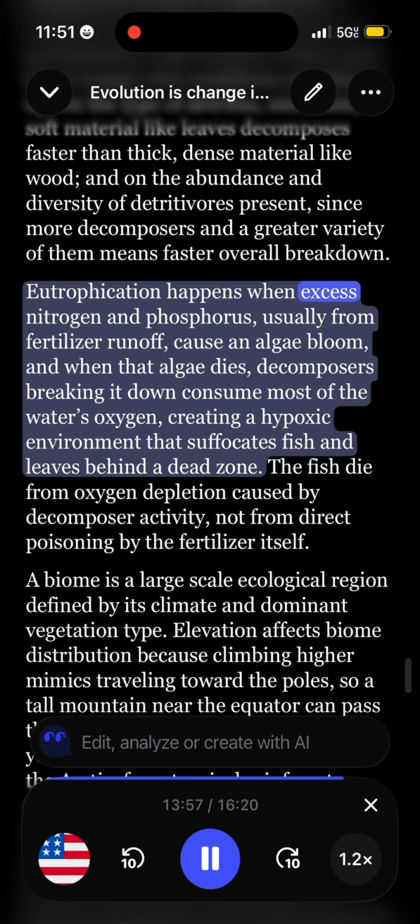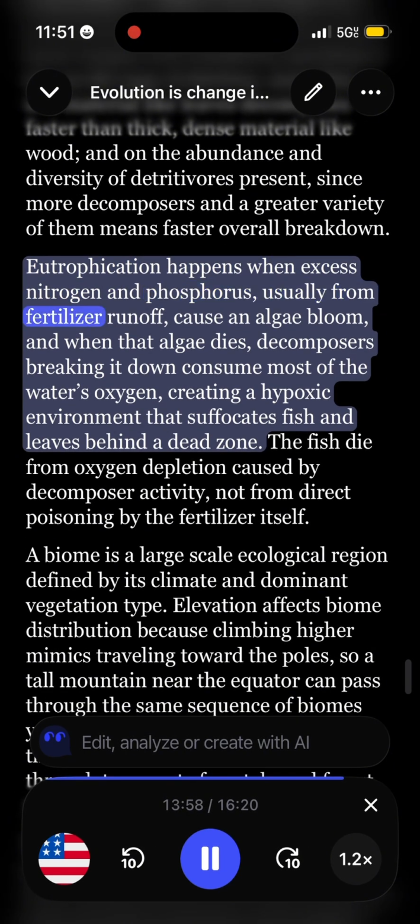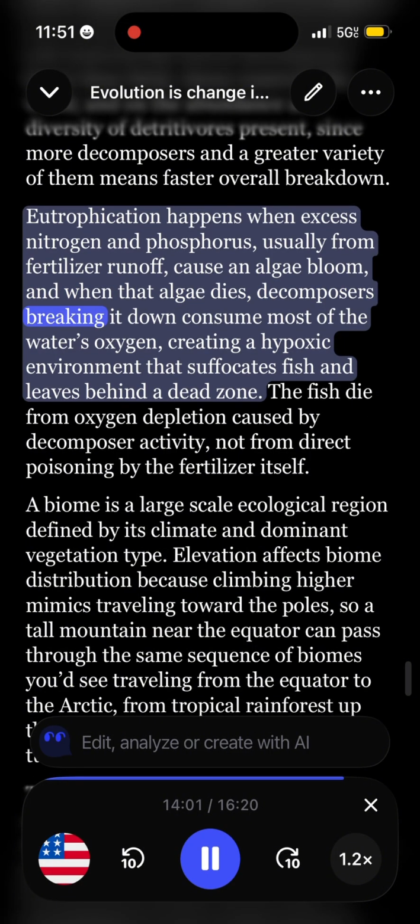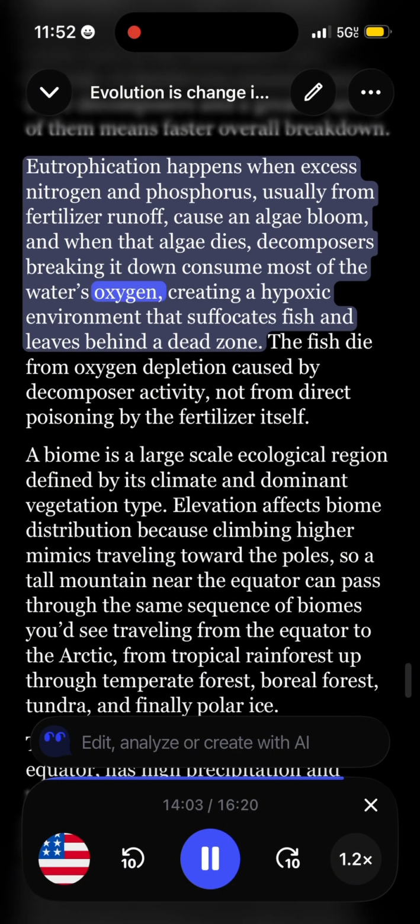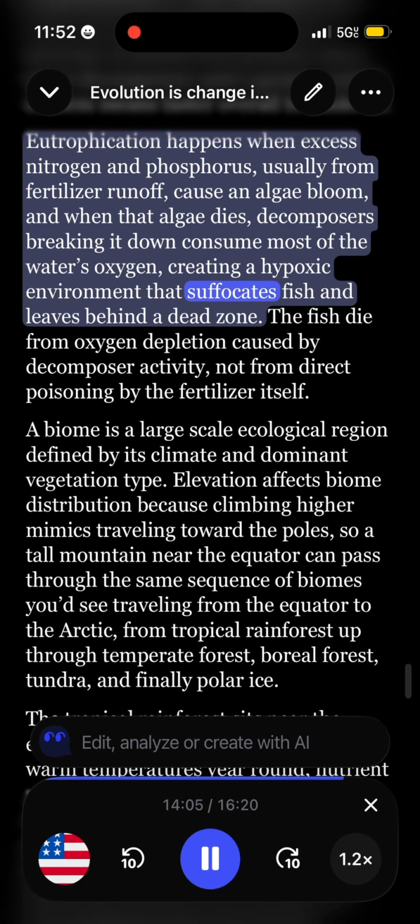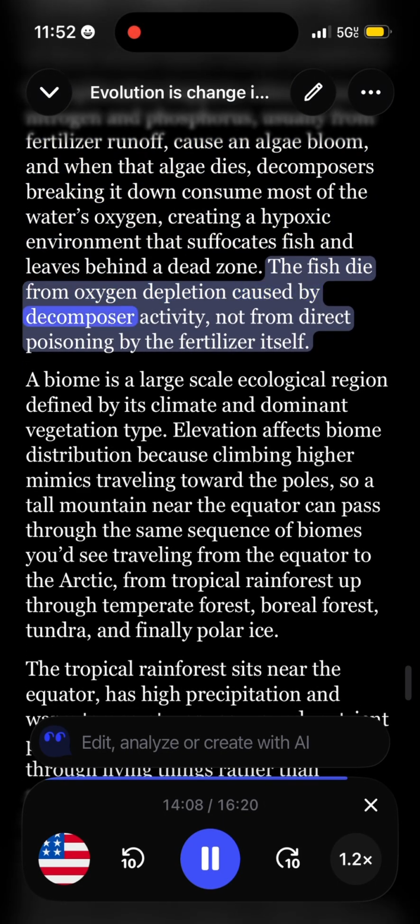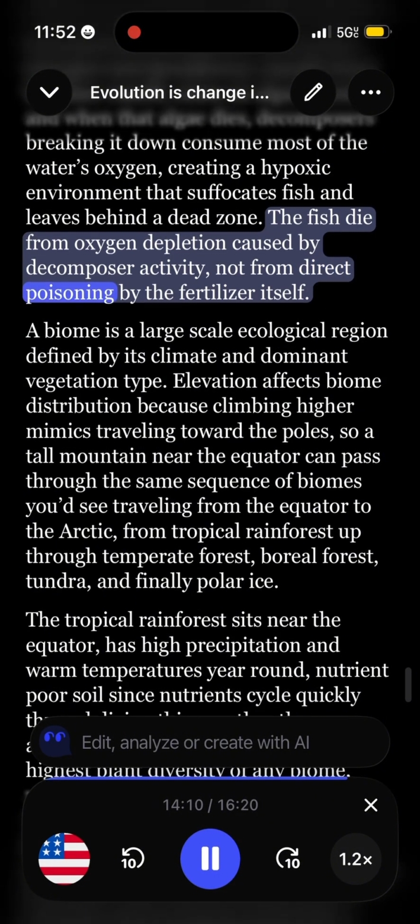Eutrophication happens when excess nitrogen and phosphorus, usually from fertilizer runoff, cause an algae bloom, and when that algae dies, decomposers breaking it down consume most of the water's oxygen, creating a hypoxic environment that suffocates fish and leaves behind a dead zone. The fish die from oxygen depletion caused by decomposer activity, not from direct poisoning by the fertilizer itself.